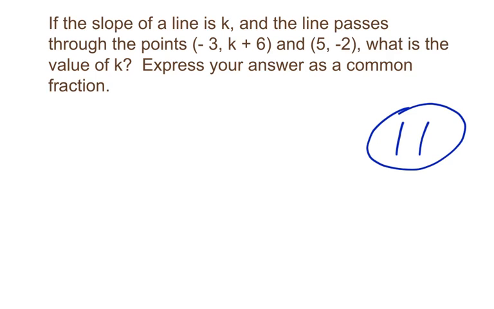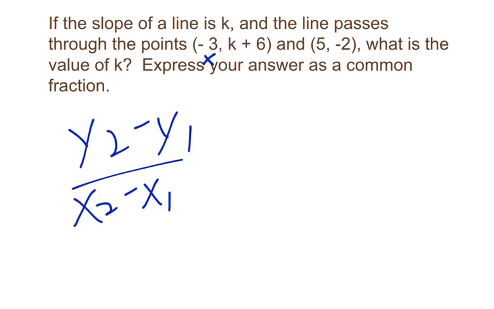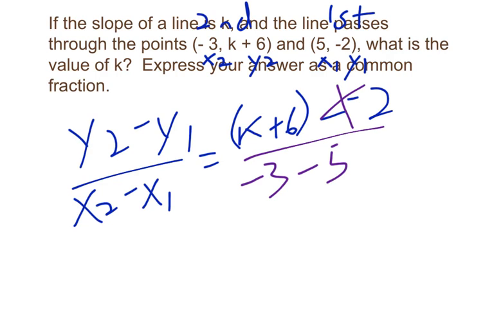All right, and now for the solution. Okay, we do y2 minus y1 over x2 minus x1. And we can call this x2, y2, x1, y1. And again, that just means my first ordered pair and second ordered pair. And it would be k plus 6, the whole thing, minus a negative 2, which is really plus 2. And then x2 is negative 3, so negative 3 minus x1 of 5.